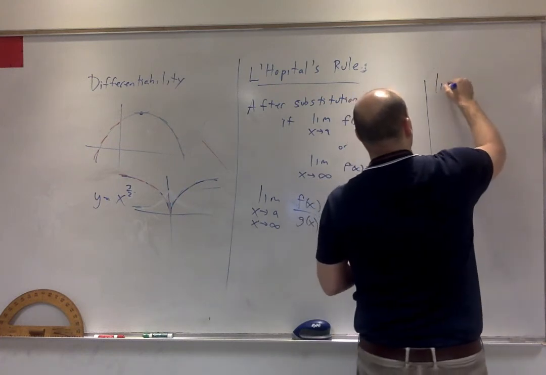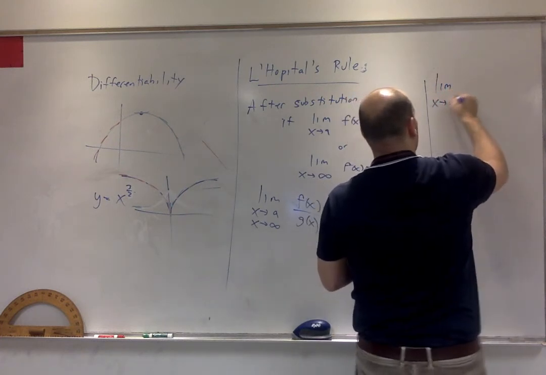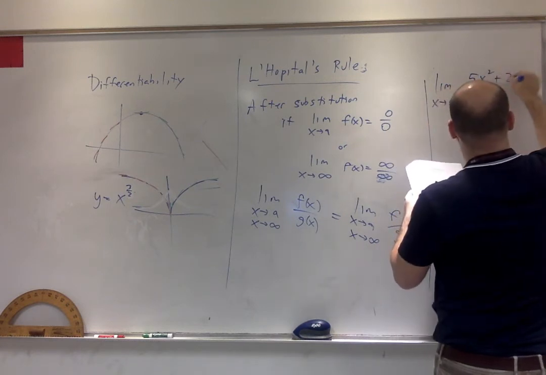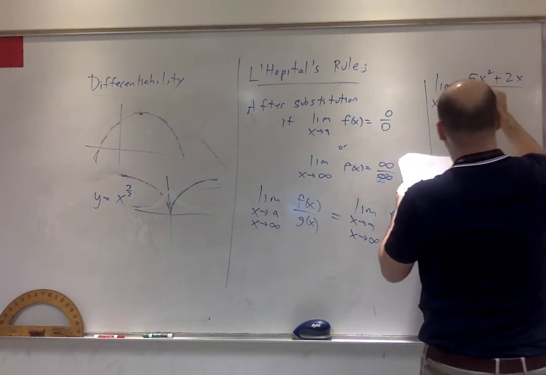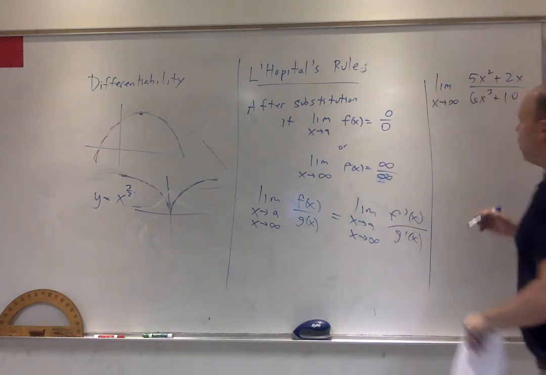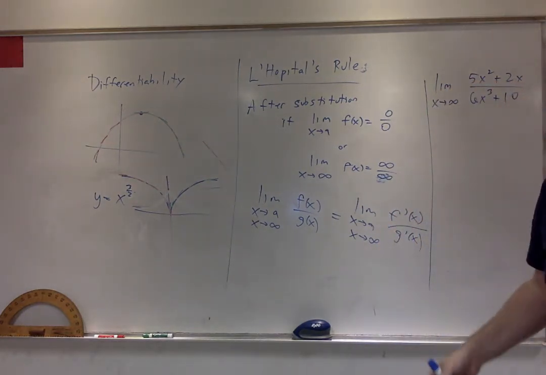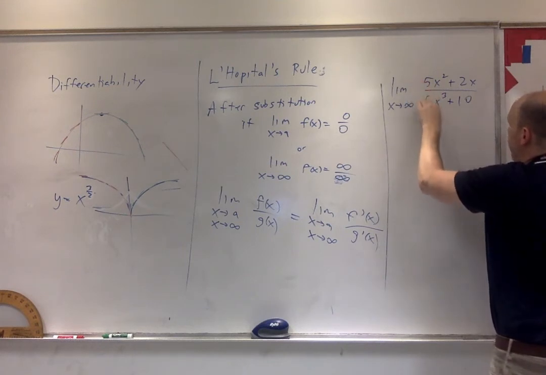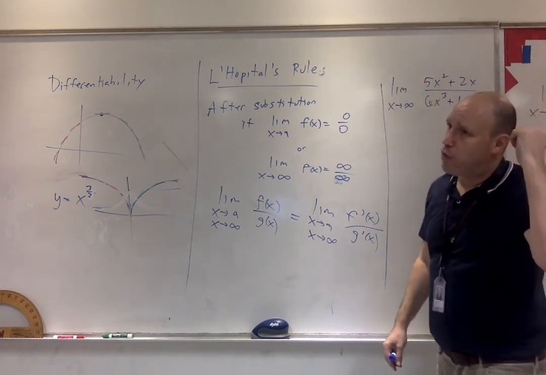What is the limit as x goes to infinity of 5x squared plus 2x over 6x cubed plus 10? So you say, well, Mr. Adler, we don't want to do that anymore. You don't. L'Hopital's rule says you should look at this. You say, oh, it's infinity over infinity. Do I have to do that thing you made us do before?